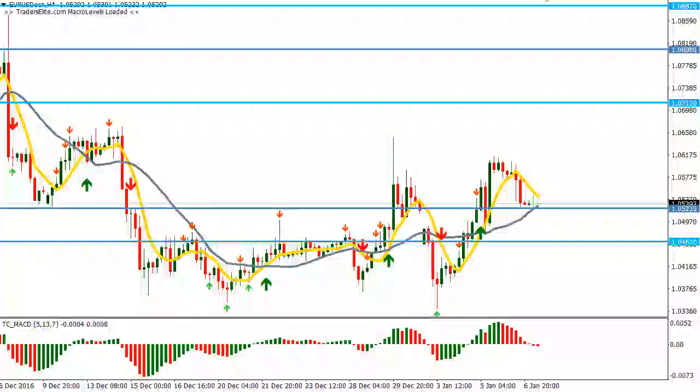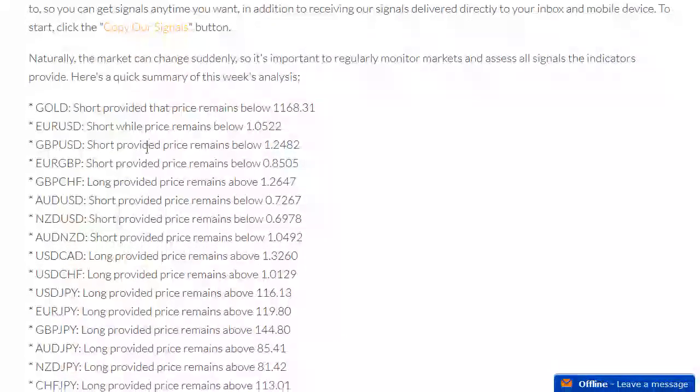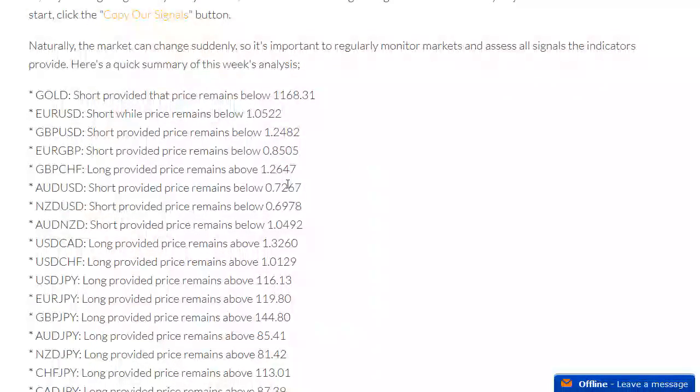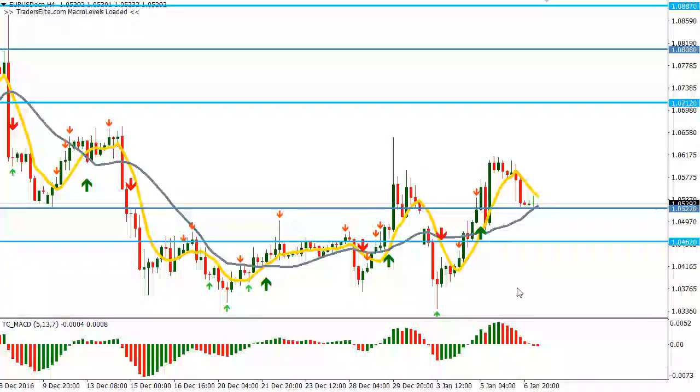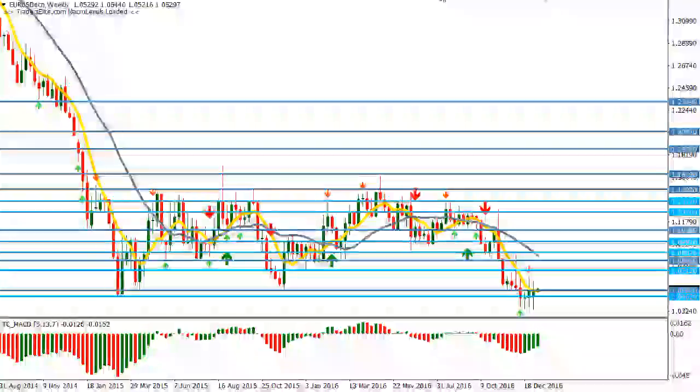Okay, euro. Now on this, let's get rid of this, sorry. Euro short while price remains below 105.22. So what happened? Again, it did pop up, but it's fallen back down. It's sitting right on that 105.22 level. So let's have a look at the greater time frame.